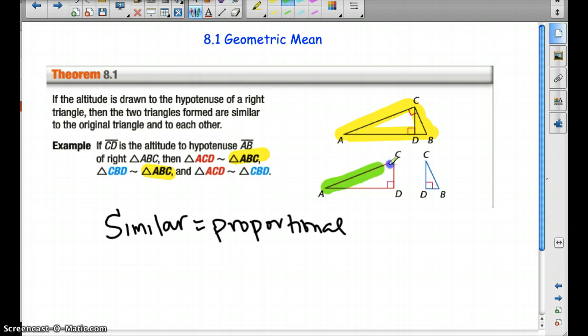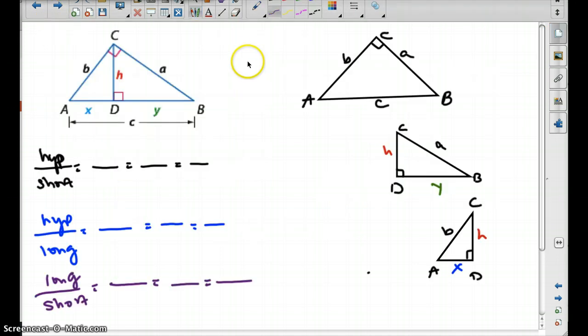And then we have ACD, ACD. And then we're going to have CBD, this one right here. So all of these are proportional to one another, these three. So just by making that altitude in this big triangle, we get three similar triangles, which is kind of neat. Okay, so here's the next slide. You guys don't have to write this down unless you want to. I'm going to show you how these triangles are proportional, because this will help us with the next theorems.